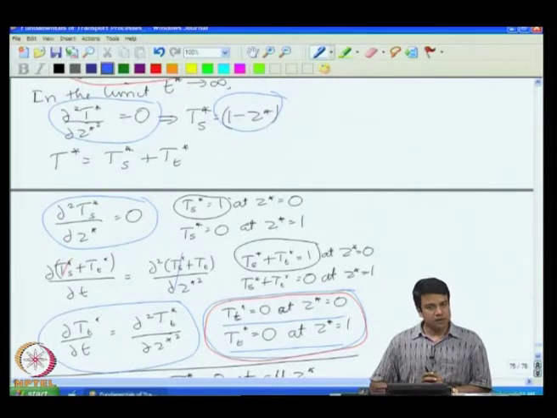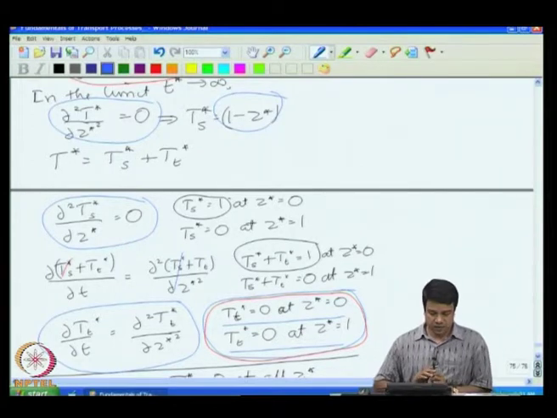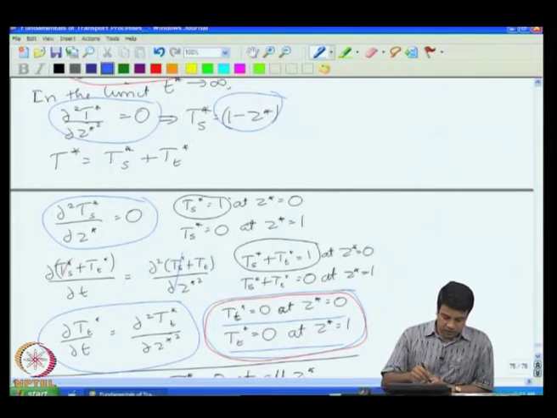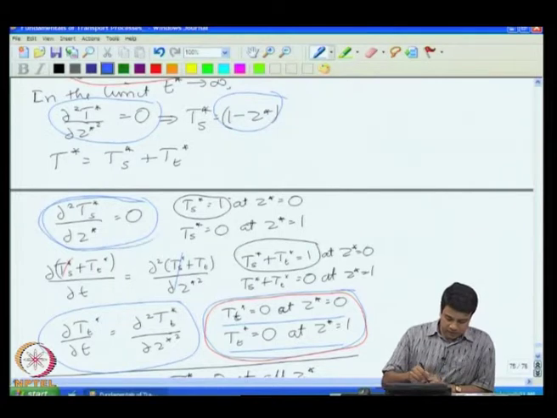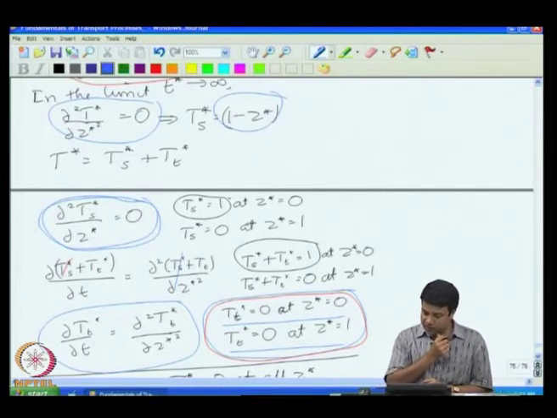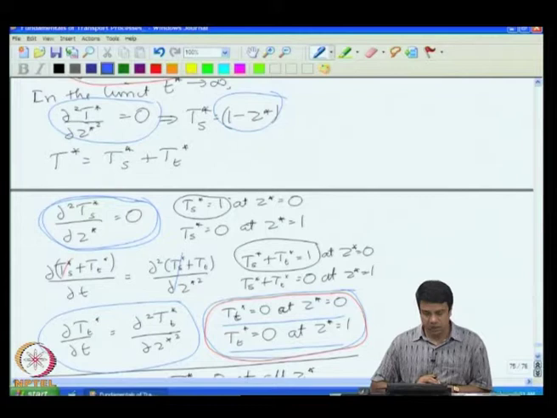So, having separated the temperature into a steady and the transient part, we have to separate the equations also into individual equations for the steady and the transient part. The steady part, d square Ts by dz square is equal to 0, is the equation for the steady temperature profile, with boundary condition Ts is equal to 1 at z is equal to 0 and Ts is equal to 0 at z is equal to 1. Hot at the bottom, cold on top.